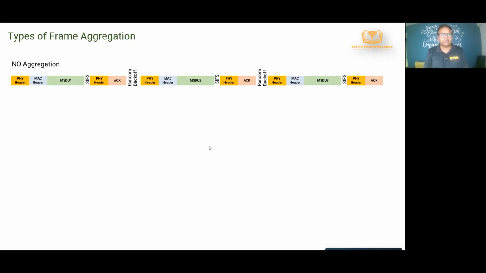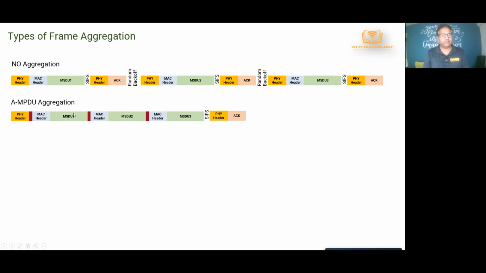Again, to summarize the types of aggregation: with no aggregation, you have the physical layer header, MAC header, data frame, and then the transmission goes this way. If you're doing AMPDU aggregation, then each MSDU will have its individual MAC header, but they'll all be clubbed together with only one physical layer header. So you've removed all these physical layer headers, you've removed all the random backoffs and everything, and you clubbed all these individual MAC headers and MSDUs into one MPDU aggregate. So this is obviously more efficient.